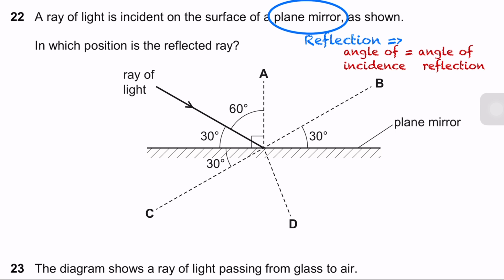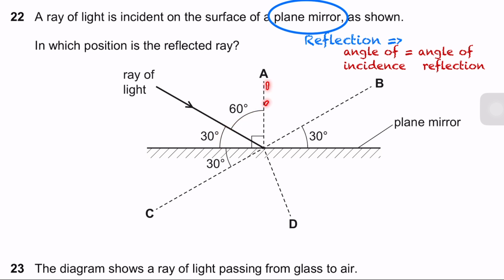Now, we need to know which one is the angle of incidence and which one is the incident ray, and then of course which one is the angle of reflection, and which one is the reflected ray. Obviously they should be the same. If you look around, we have two angles over here. If you consider here, this is the incident ray. Now, is this angle the angle of incidence, or is this angle the angle of incidence? This is the first thing to know.